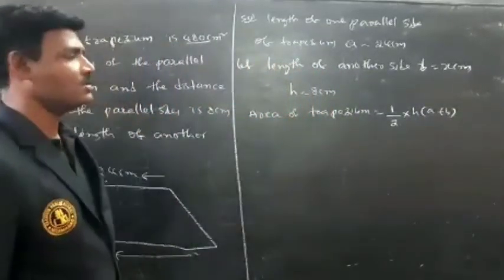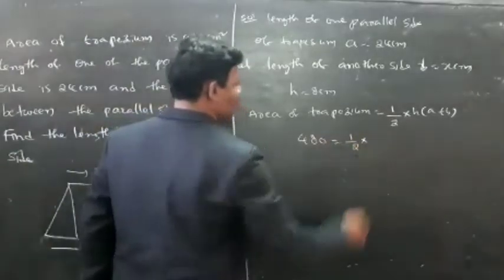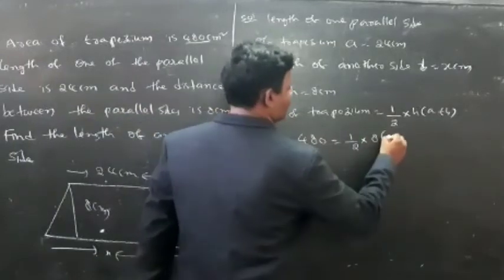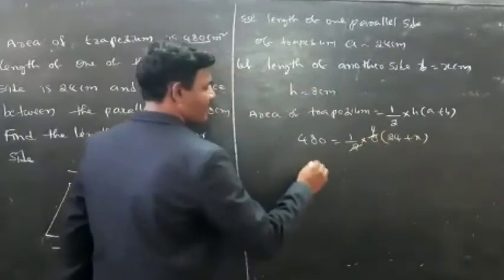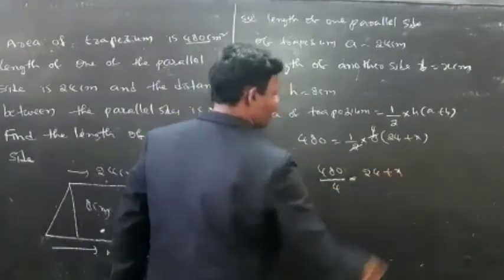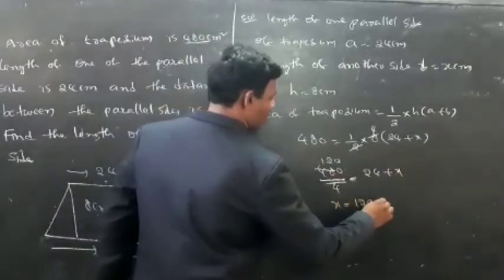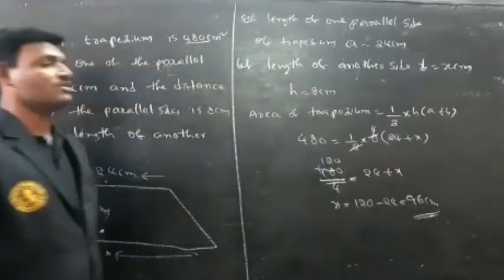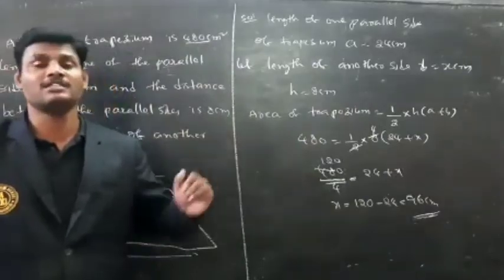Now apply the values. What is the area of the trapezium here? 480 is equal to half into, what is the height here? 8 centimeters. Then one length is 24, another one x. 2 ones are 2, 2 fours are 4. Now 480 by 4 is equal to 24 plus x. 4 ones are 4, 4 20s are 80. Then x is equal to 120 minus 24, which is 96 centimeters. So what is the length of the other parallel side? The length of the other parallel side is 96 centimeters.